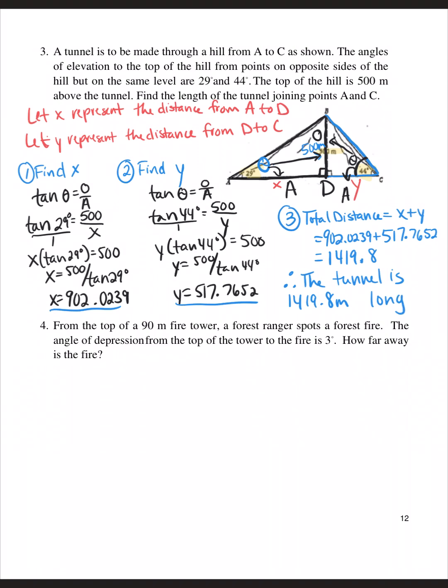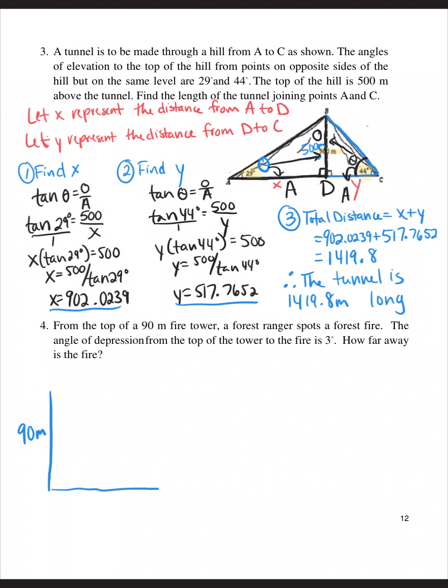All right, let's try one more word problem. So it says, from the top of a 90-meter fire tower, a forest ranger spots a forest fire. The angle of depression from the top of the tower to the fire is 3 degrees. How far away is the fire? Okay, so let's draw our tower. Say that this is our tower here. It's 90 meters tall.